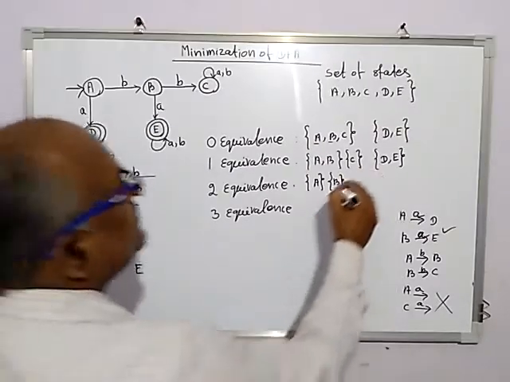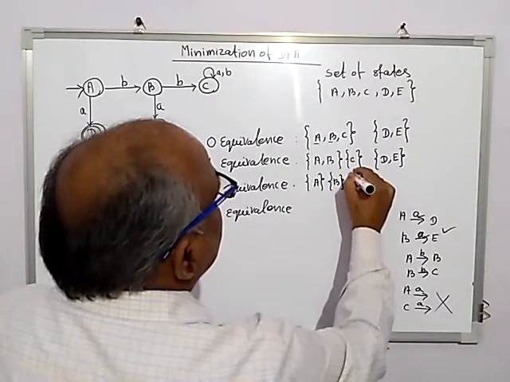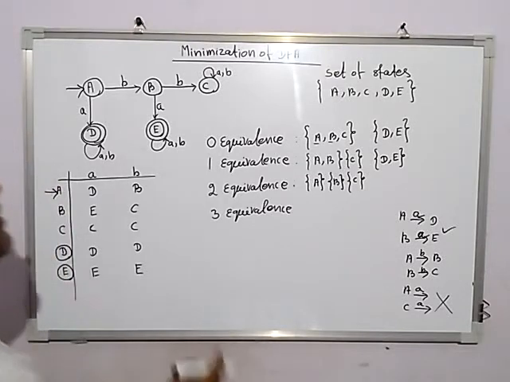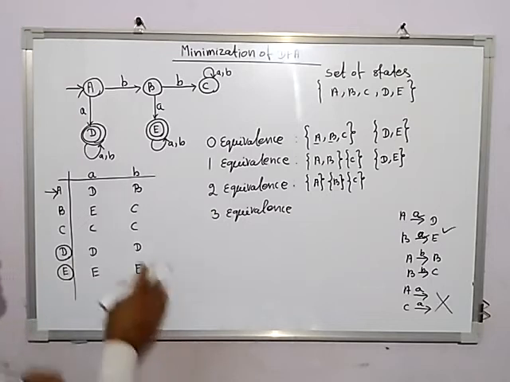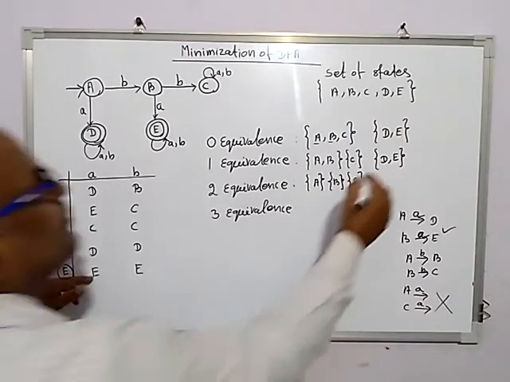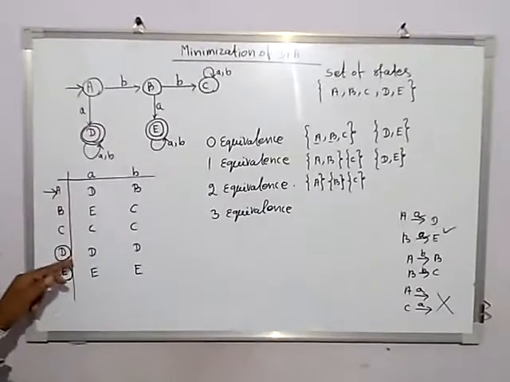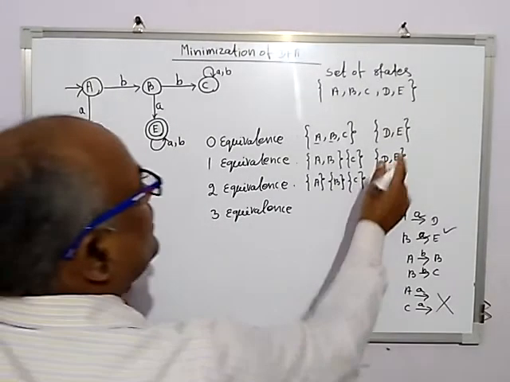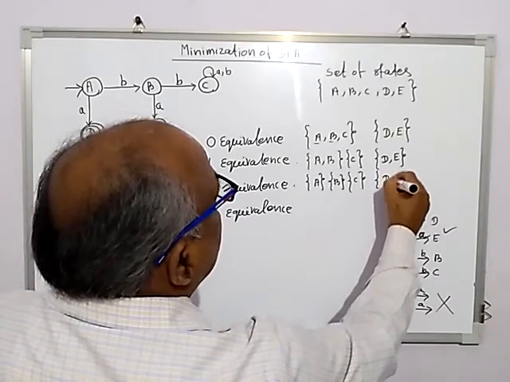Then since C is a single state, we write it like this. Then D, E: are these two equivalents or not? On input A, the next states are D, E, which are available in the same set. For input B, they are also available in the same set. So D, E are two equivalent.